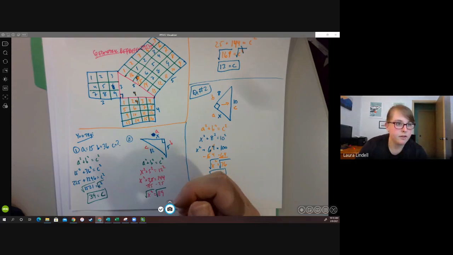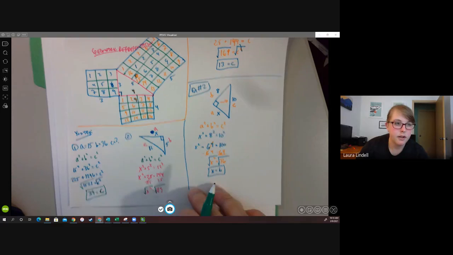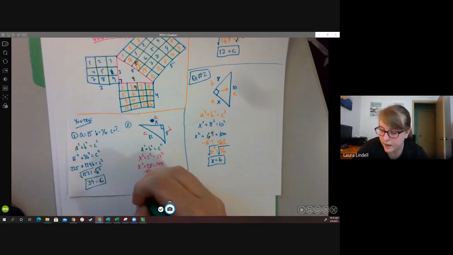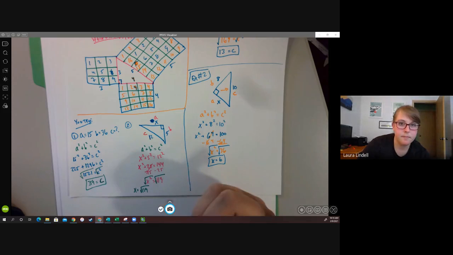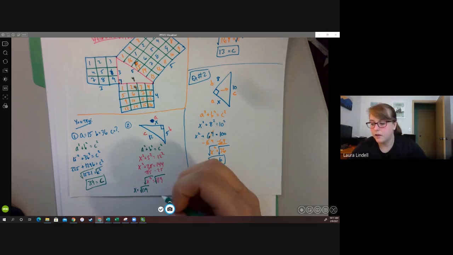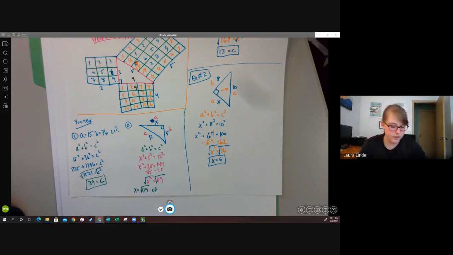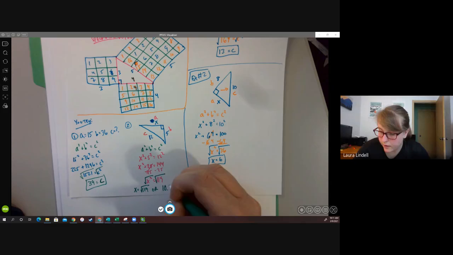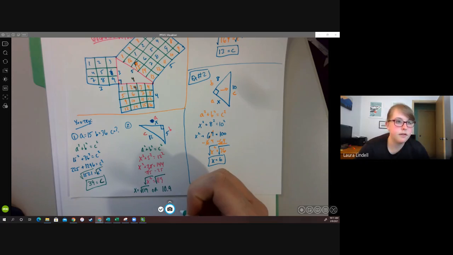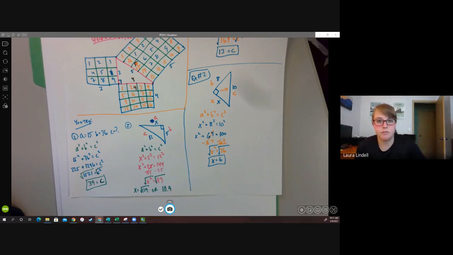But there are two different possibilities here. If you are asked for something in exact form, you would write the square root of 119. That would be your exact form answer. If you are asked to round, then you would stick square root of 119 into your calculator, and you would get about 10.9, depending on what you're asked to round to.